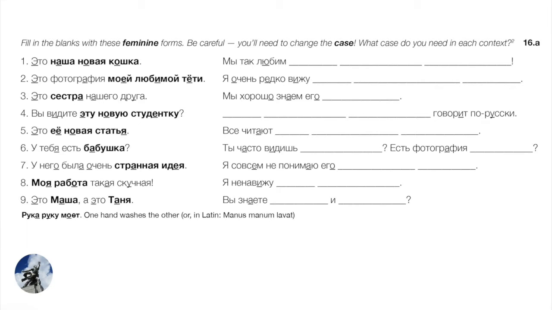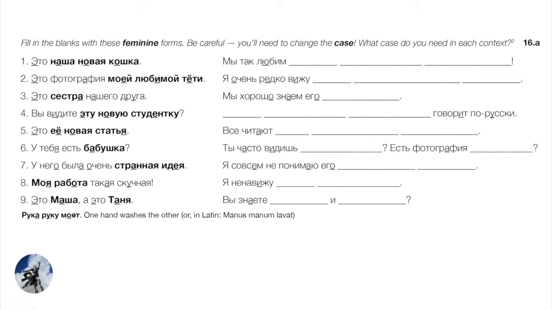Number eight. Моя работа такая скучная. My work is so boring. Я ненавижу, I hate blank. Okay, sounds like an accusative. Я ненавижу мою работу. I hate my work. I hate my job.